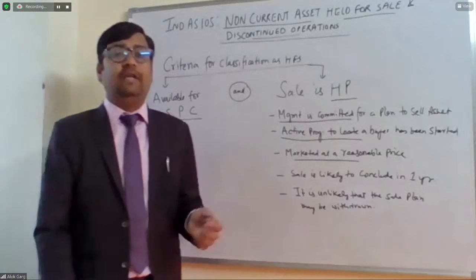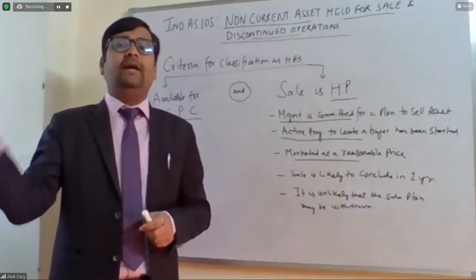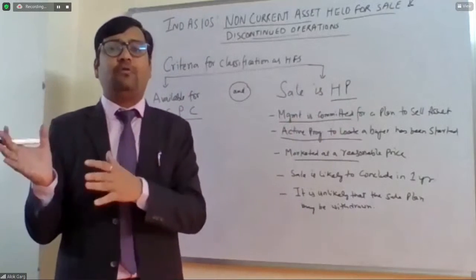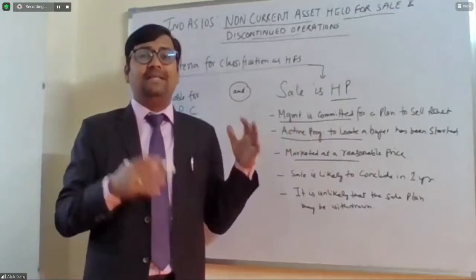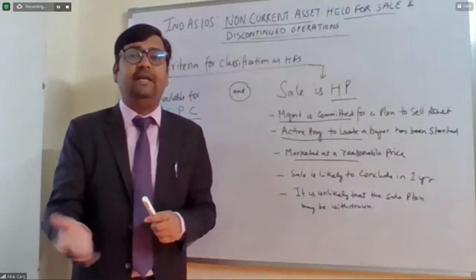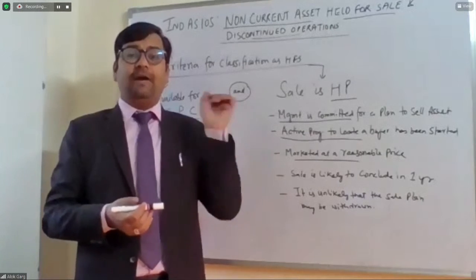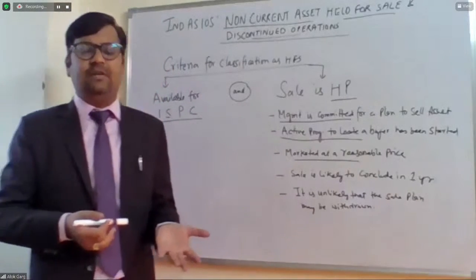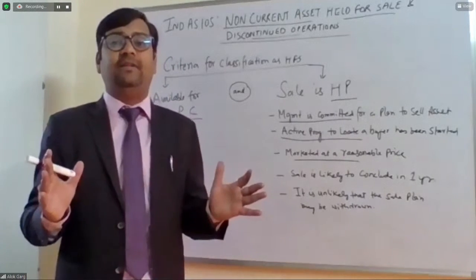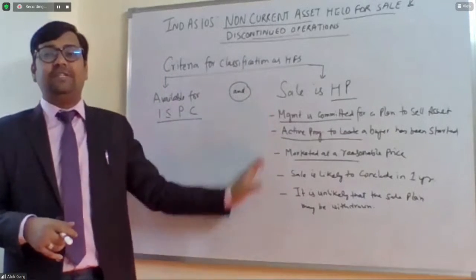For example, they have shifted their factory from one place to another. They have stopped the production, and they have started the production in another place. They have shifted their workers from that particular location to another location. It means it is at such an advanced stage that it is unlikely that the management may come and say, we will not sell the factory. Okay, so it is unlikely. But sir, whether it will be 100%, it could not be 100%. There could be a situation where management may cancel its plan, but 99% it is unlikely that the sale plan may be withdrawn. So if these 5 conditions are satisfied, then it will be considered as sale is highly probable.